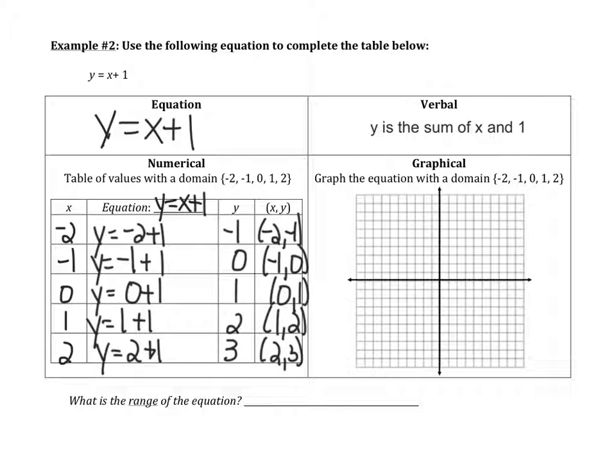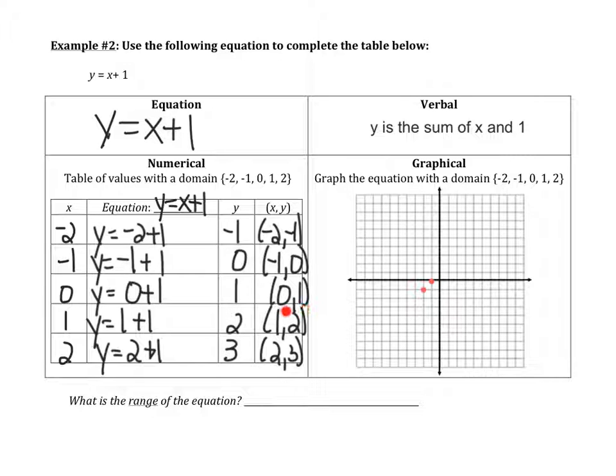So -2, -1 was our first ordered pair. So let's plot that. That means I'm going to go to the left 2 and down 1. So there's our point, to the left 2 and down 1. Next I have -1, 0. So that means I'm going to go to the left 1 and then just stay there since my y value is 0. And there's my point, -1, 0.